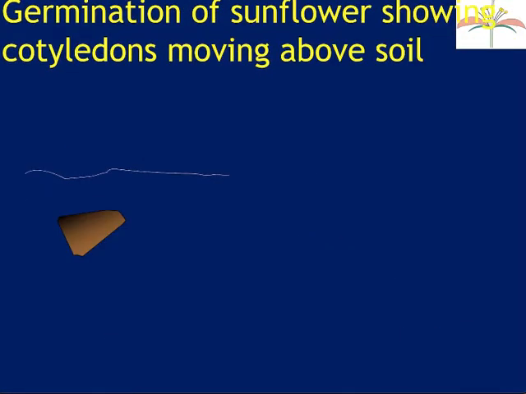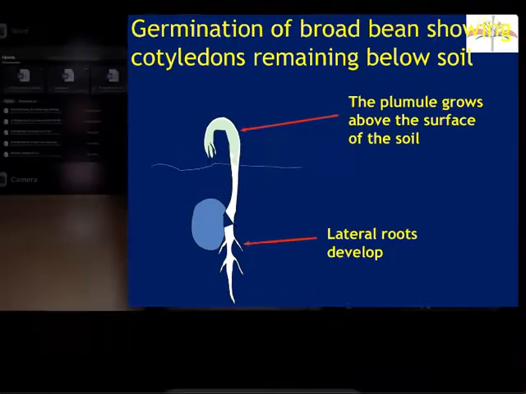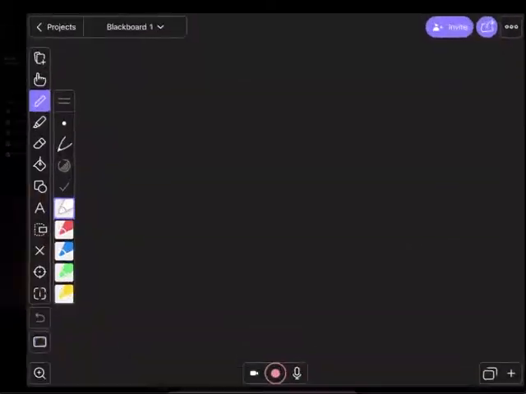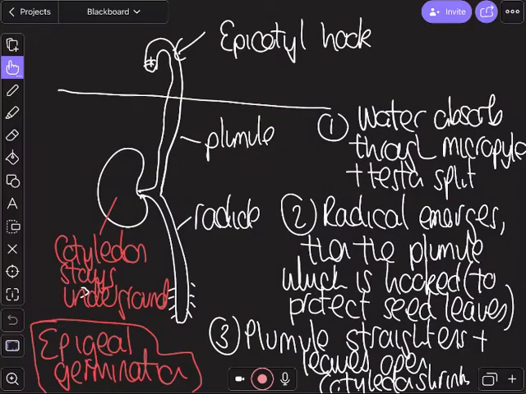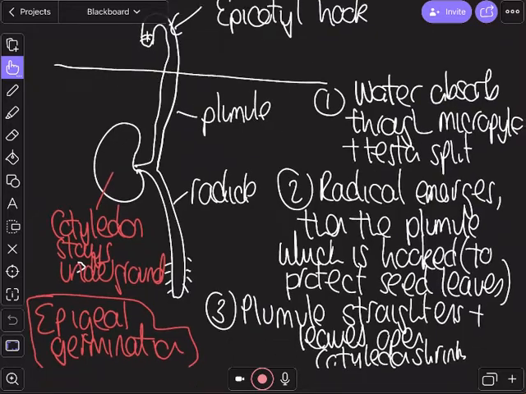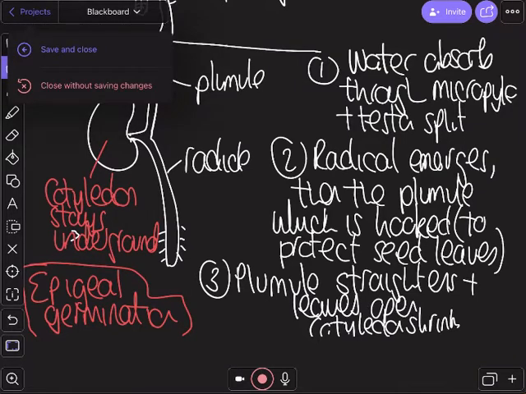So it's in section 2, and it says the plumule something, it's hooked. Hold on, give me 1 second. So it says the radicle emerges, then the plumule, which is hooked to protect the seed leaves. Okay, thank you. I apologize for my bad writing.